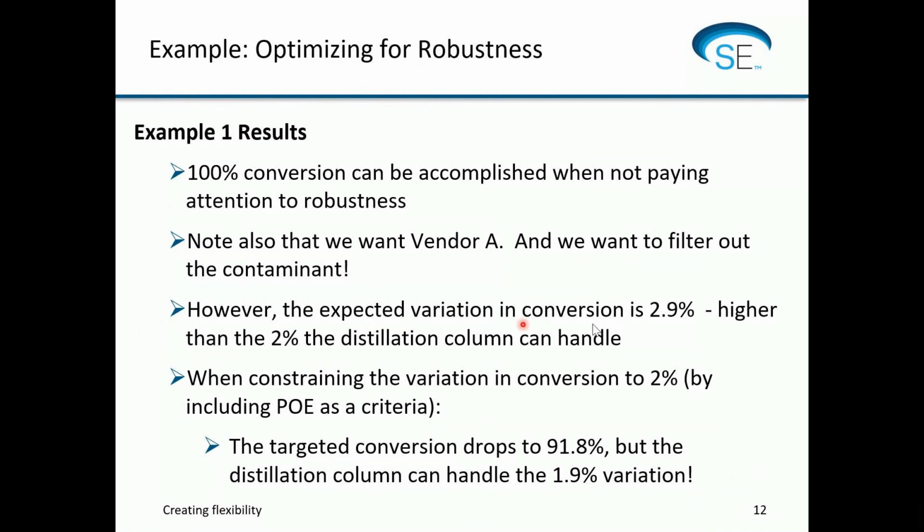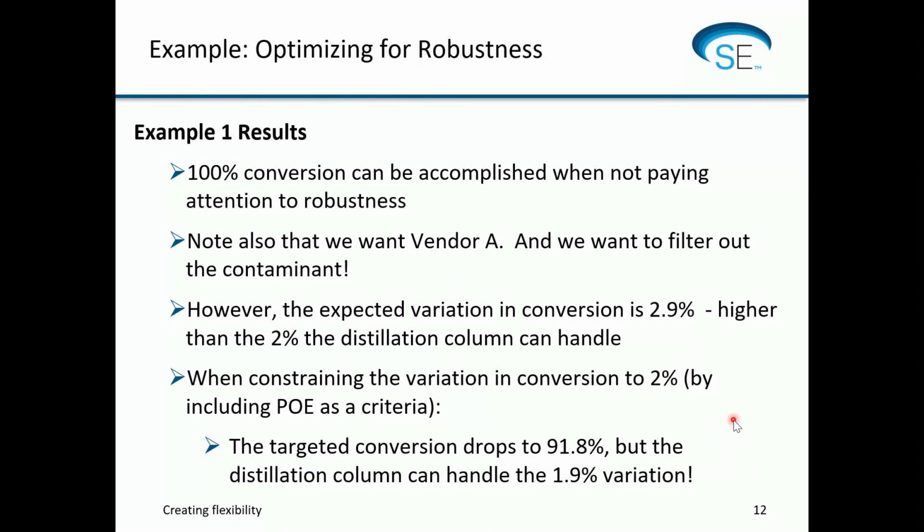However, with those conditions, the expected variation of conversion would be around 2.9%, and that's higher than the 2% that we actually want. So what we're going to do then is include the POE criteria. We introduce the standard deviations, the expected amount of variation that we would see on the process factors. We put that in, and now when we use POE as part of the criteria, capping that at 2 percentage points, we find that our yield drops, but we can constrain the variation to a desirable level. Okay, so that's how POE can make this process more robust.